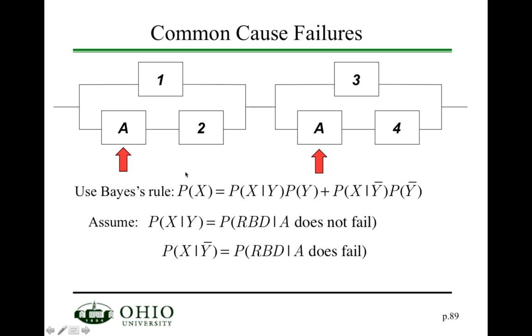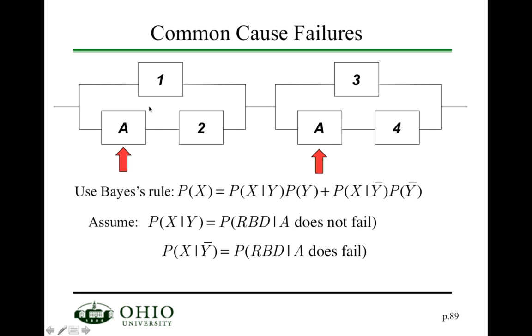Now, what you can make use of is Bayes' rule. Bayes' rule says that the probability that X happens is the probability that X happens given Y happens times the probability that Y happens, plus the probability that X happens given that Y doesn't happen times the probability that Y doesn't happen. Well, you say, that's mathematics. Let's look at the diagram. What are we going to do? We're just going to consider two cases.